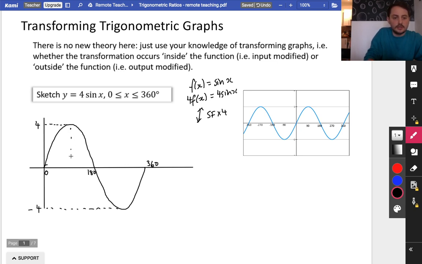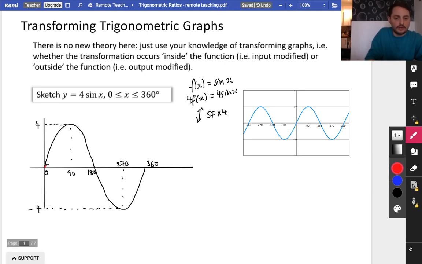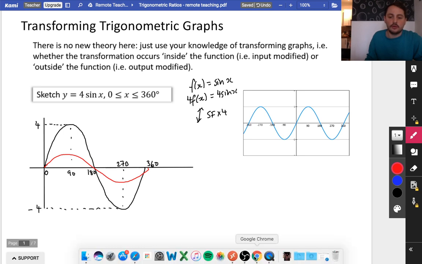If you wanted to, you could say that this is 90 degrees, and equally you could say that this here is 270 degrees. If I were to draw the original sine graph, it would look like this. It would be the same underneath, but it would only be going to 1 and -1. So multiplying it by 4 has stretched it all the way up to 4 and all the way down to -4.